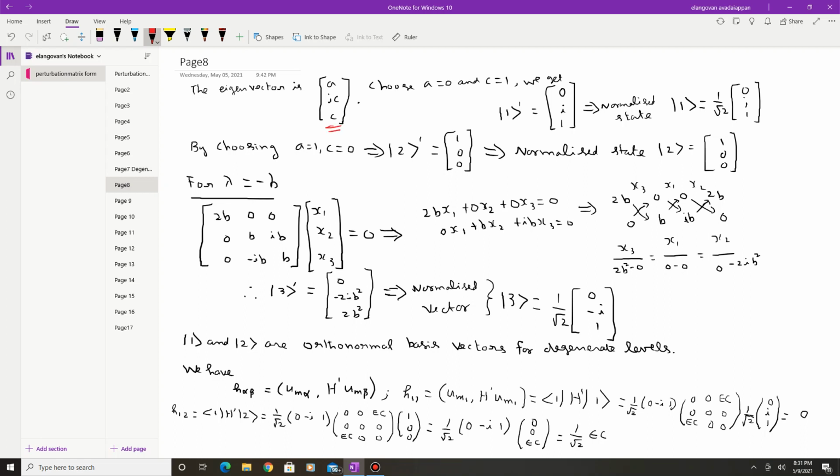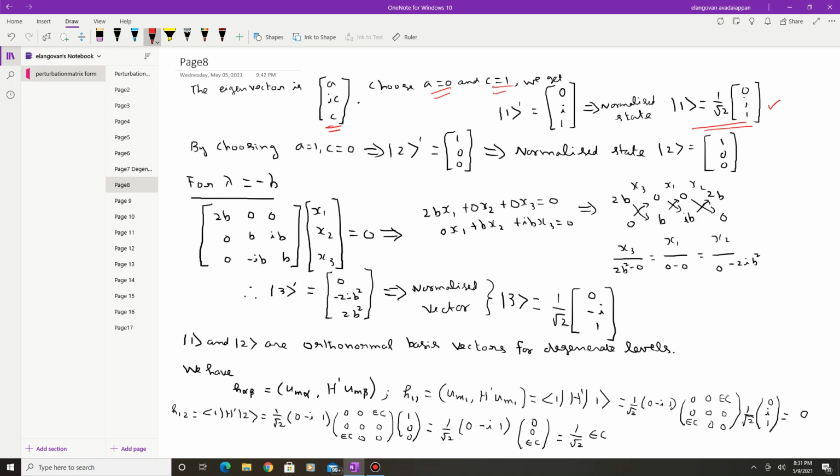Since they are arbitrary values, now you can choose them for your convenience. You can choose a is equal to 0, c is equal to 1. So you get vector 1 prime, which is unnormalized. Once you normalize, you call this the unprimed vector. Ket 1 is 1 by root 2 times (0, i, 1). So this is the normalized eigenvector corresponding to this case.